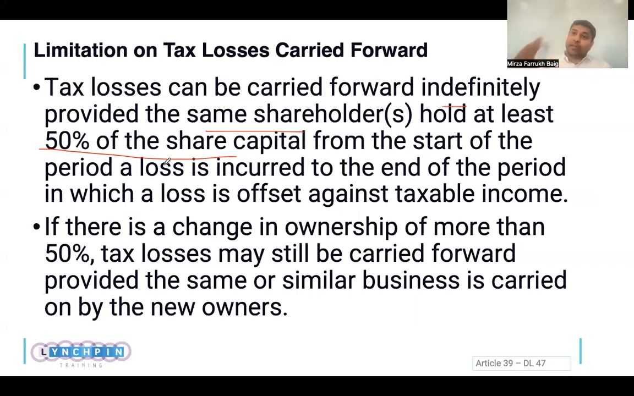And even if there is a change in the ownership and at the end the ownership is less than half, if the business is still carrying on the same or similar business activity, of course the new owners can still offset the historical tax loss available. Which means that if somebody is acquiring a company and entirely changing the activity, in that case probably you will not be able to offset the historical losses of the entity.